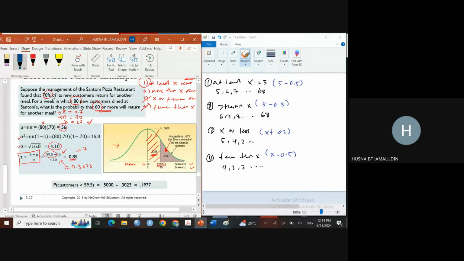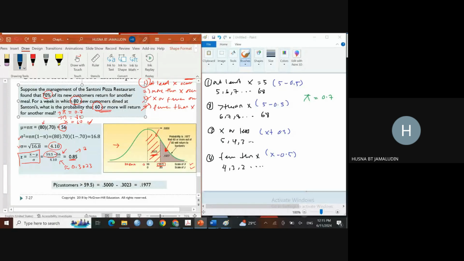When you read this question, you may think, they are not giving me the mu and they are not giving me the standard deviation. They are giving me the pi. So list down the information: pi equals 0.7. You might be thinking this is about chapter 6. But when you look at the variable, we are talking about customers. Customer is an example of discrete. If you are talking about continuous, maybe they will talk about salary, where all the values have decimal points.